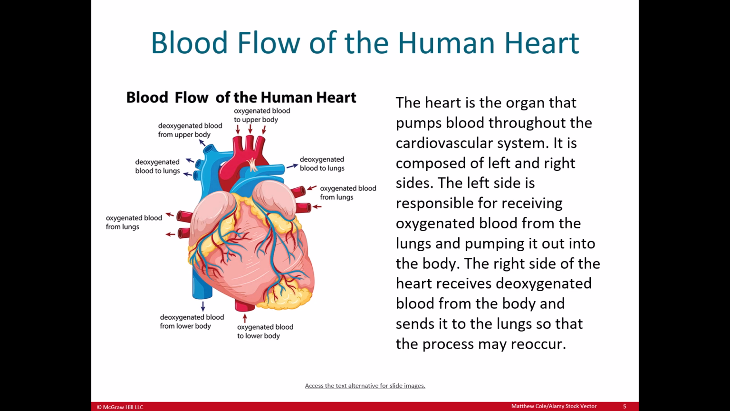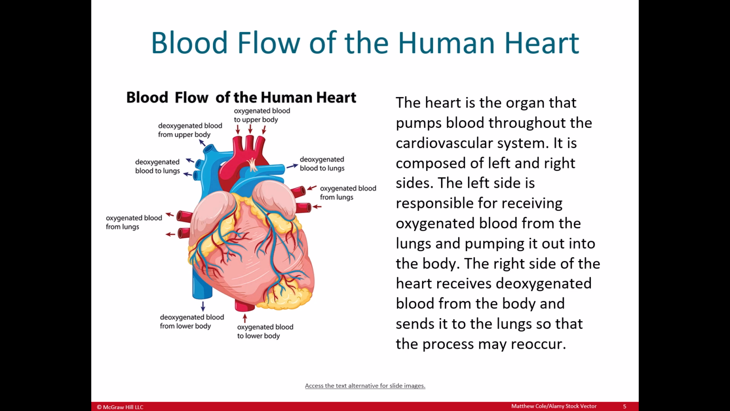Oxygenated blood from the lungs, deoxygenated blood to the lungs, deoxygenated blood from the upper body, oxygenated blood to the upper body, deoxygenated blood to the lungs, oxygenated blood from the lungs, oxygenated blood to lower body, and deoxygenated blood from lower body. The upward arrows show an outward flow of blood, while downward arrows show an inward flow of blood. Therefore, the heart is an organ that pumps blood throughout the cardiovascular system.